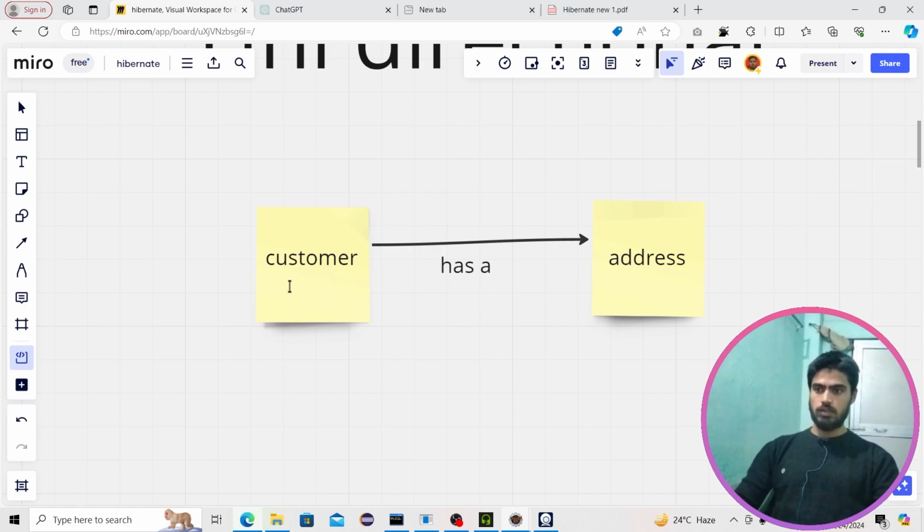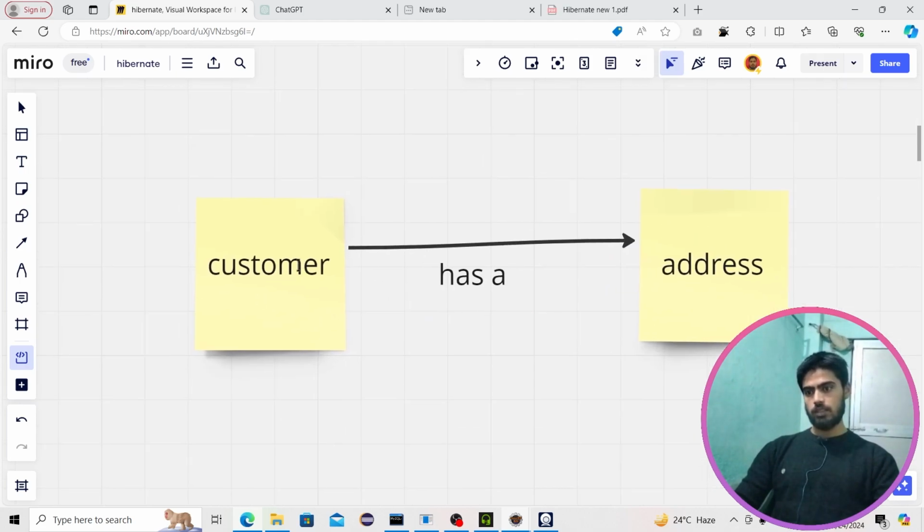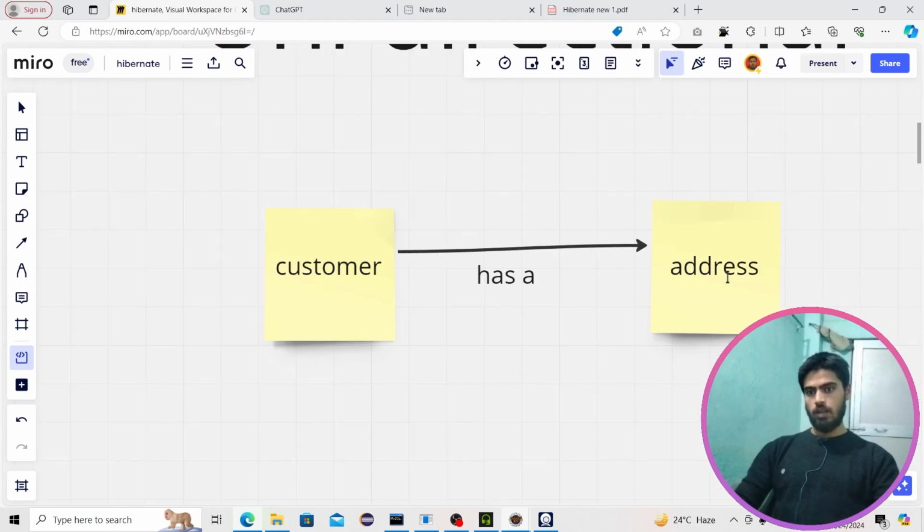Now in the case of customer and address, it is a has-a relationship. Customer is one class and address is one class. For both these classes, a table is going to get created, and between those tables there is going to be a has-a relationship. Customer has address, or you can say one address has customer.